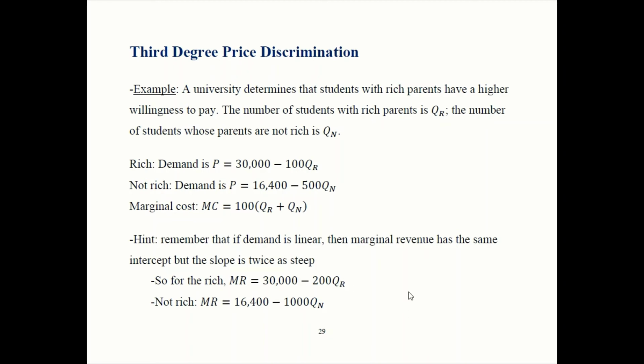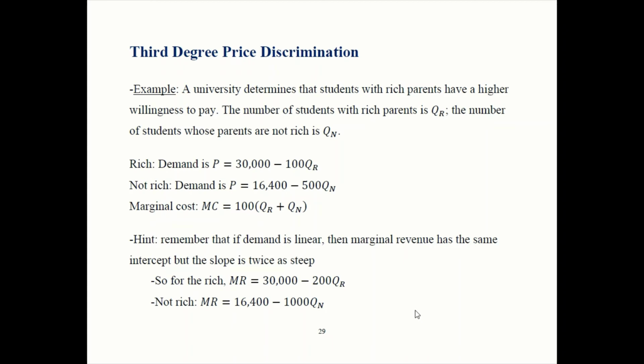For the students whose parents are not rich, the intercept is 16,400, so we keep that for their marginal revenue curve. Then we double the slope. The slope of their demand curve is minus 500. That becomes minus 1,000. Alright, we got marginal revenue for both the rich and the non-rich.